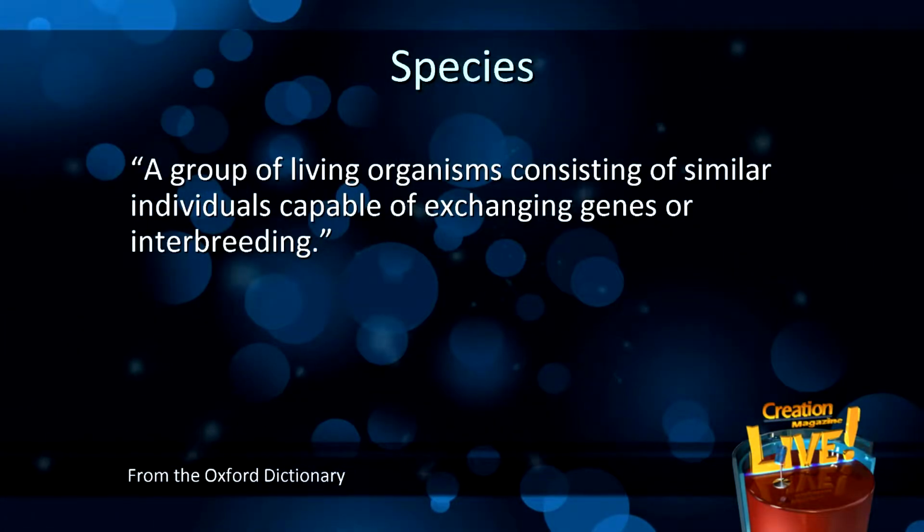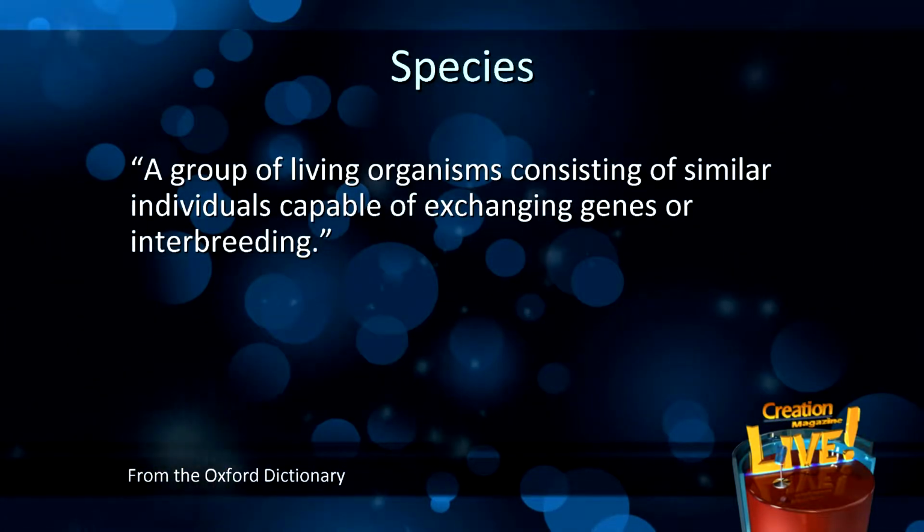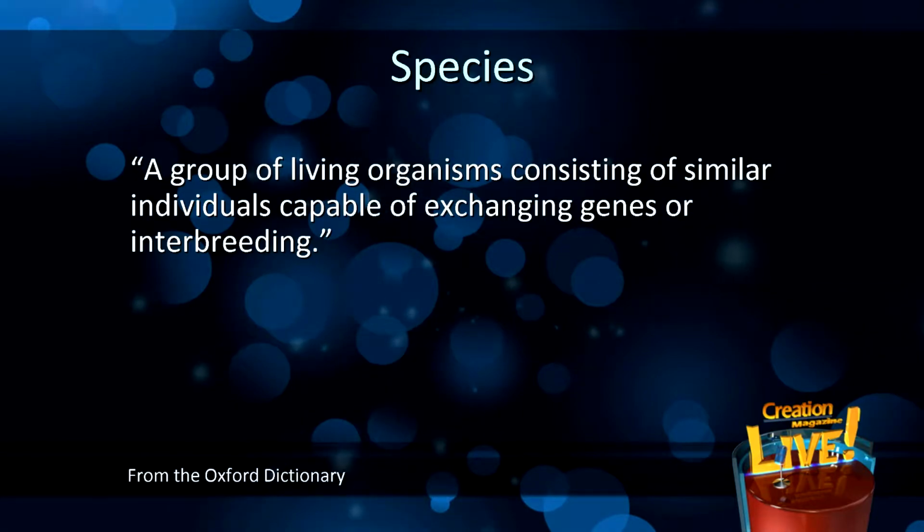Now let's clarify how natural selection can lead to speciation. First, what is a species? The Oxford Dictionary defines a species as, quote, "a group of living organisms consisting of similar individuals capable of exchanging genes or interbreeding." So there's a definition of what a species is.